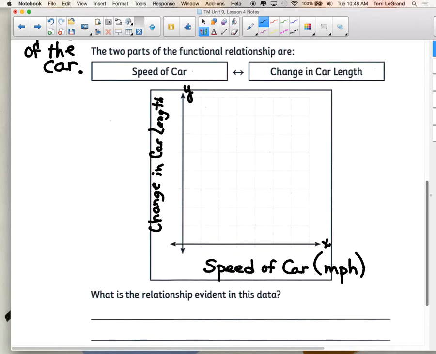You can turn your papers. Go ahead and turn your paper to make it easier to write. And what's that measured in? Inches. Okay, so in parentheses behind that, we're going to put IN for inches. Okay?